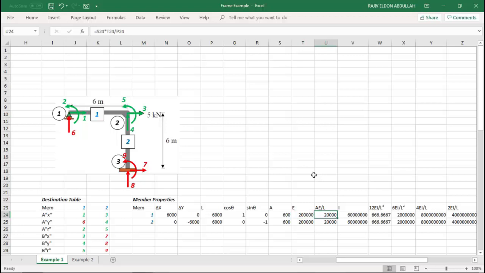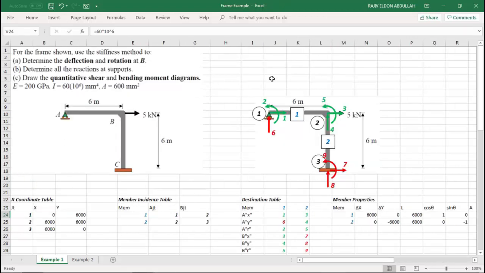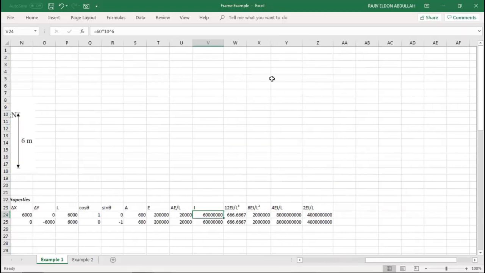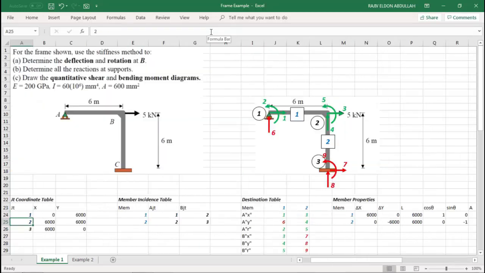Then you compute for AE over L using these values. So just divide the product of A and E by L. That's easy. I is here also. I convert. This is 60 times 10 to the 6th. Okay. Then you compute for these values. 12 EI over L cubed. Okay. Then 6 EI over L squared. 4 EI over L and 2 EI over L. Do the same for member number 2.